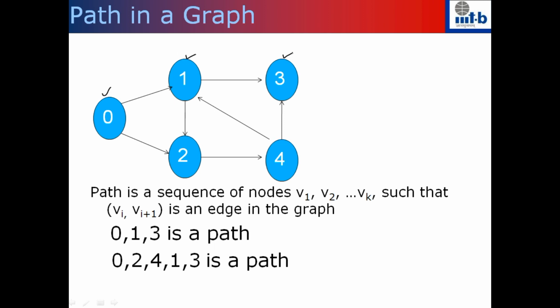More formally, a path is a sequence of nodes v1, v2, ..., vk, such that if you take any two adjacent vertices in the sequence, there should be an edge. For example, 0, 1, 3 is a path in the graph. Similarly, you can start with 0, go to 2, from 2 go to 4, from 4 go to 1, and from 1 go to 3. So 0, 2, 4, 1, 3 is also a path, because if you take any two consecutive nodes in this path, there is an edge in the graph.